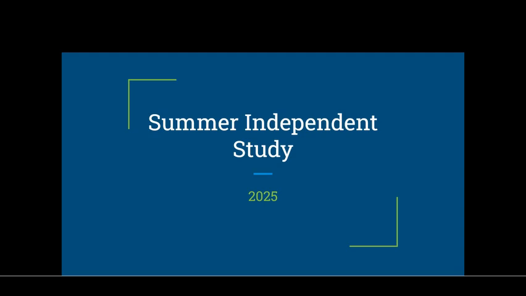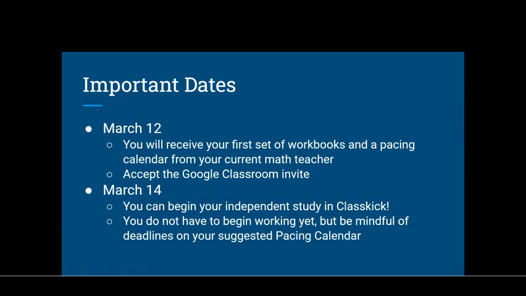This video will dive a little deeper into the summer independent study. On March 12th, you will receive your first set of workbooks and a pacing calendar from your current math teacher. You will also receive instructions to accept the Google Classroom invite. Google Classroom is how we communicate important updates regarding the independent study, so it is important that you accept this invite.